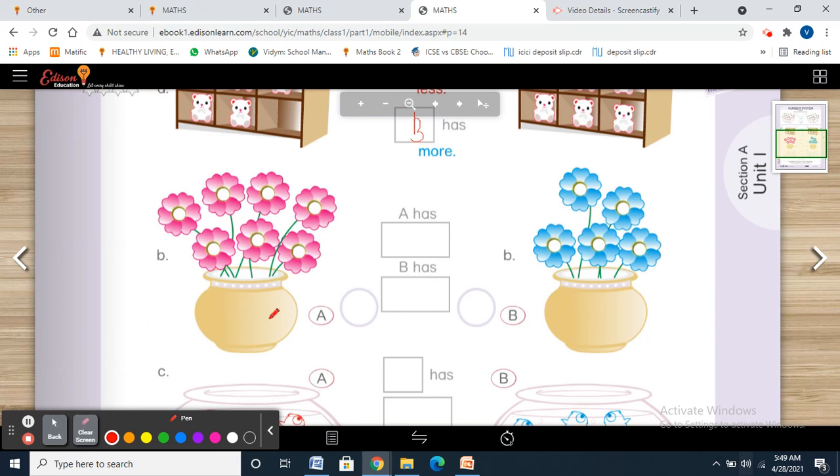So let's count. Now there are two pots, pot A and pot B. So pot A says one, two, three, four, five, six, 7 flowers. Having 7 flowers. And pot B, one, two, three, four, five. Five. So A has 7, which is bigger than 5. So A has more. B has less.